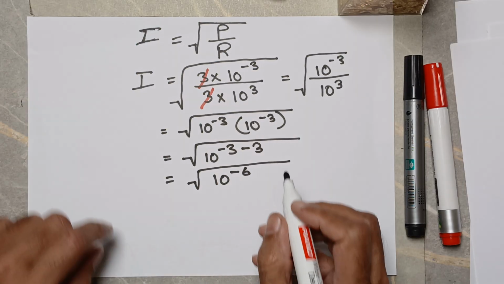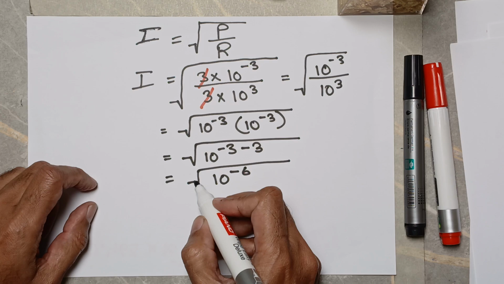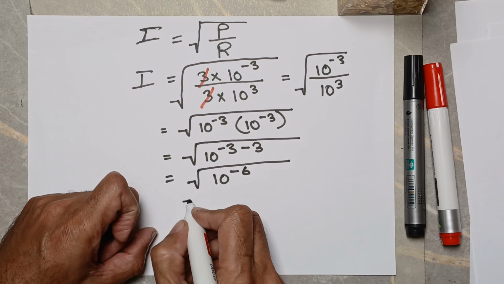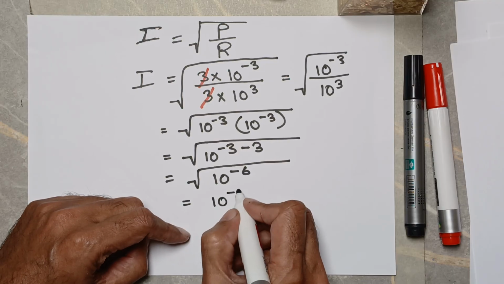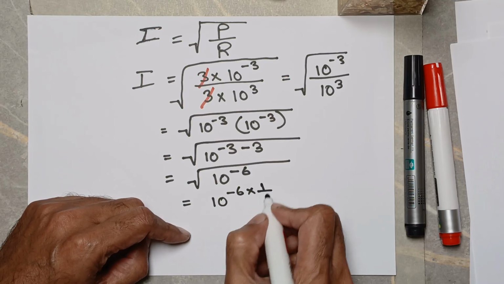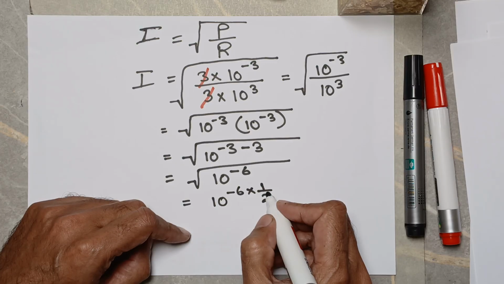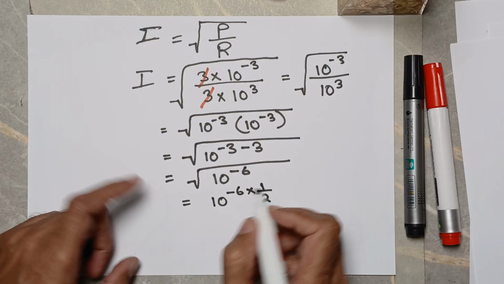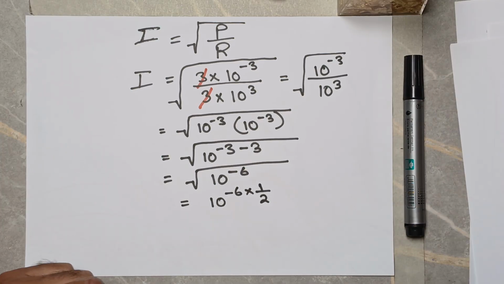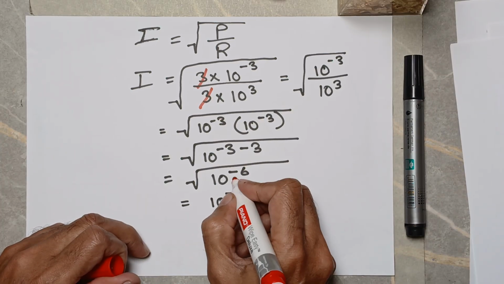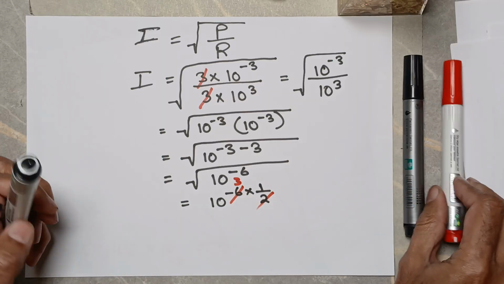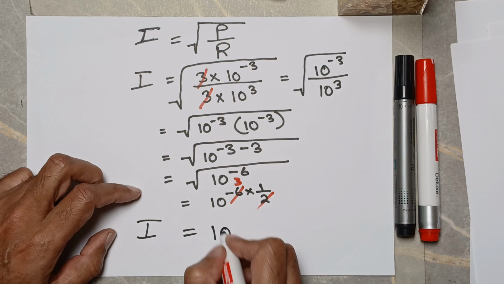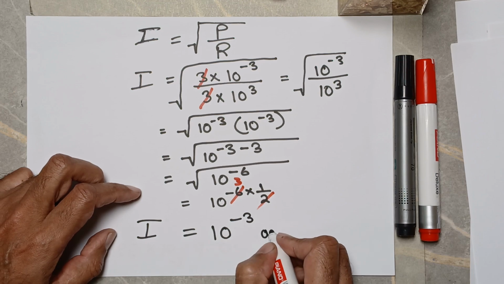Now the interesting thing is that this radical sign, which is a square root, because 2 is not mentioned over here, will become 10 raised to the power minus 6 times 1 by 2, because this fractional exponent 1 by 2 is the value of this radical expression. So it will be easily, this 6 is divided by 2, and it will be 3 over here. So our current is 10 raised to the power minus 3 amps.